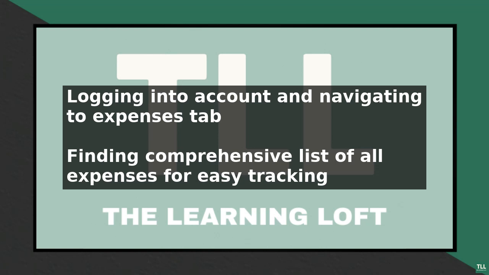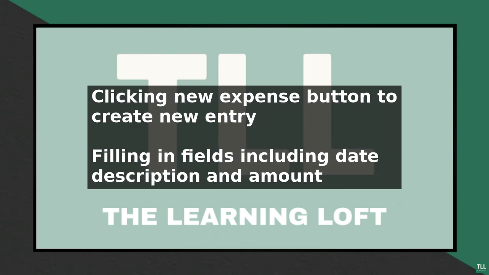You will be prompted to fill in several fields, including the date, description, and amount of the expense. Be sure to include as much detail as possible in the description field, as this will help you to easily identify the expense later. Next, select the category for the expense from the drop-down menu. This will help you to organize your expenses and ensure that they are properly accounted for.